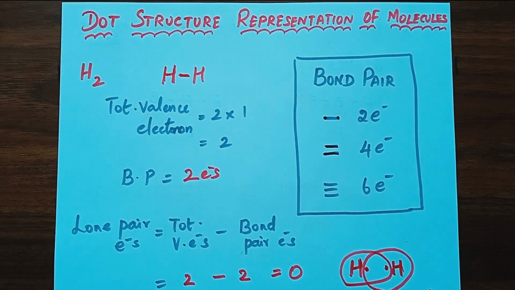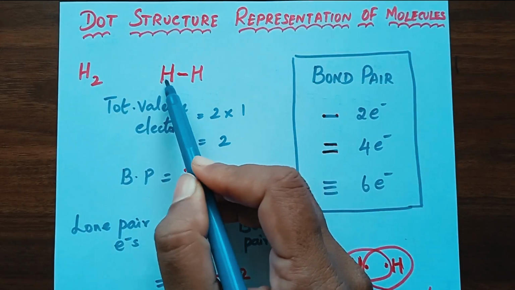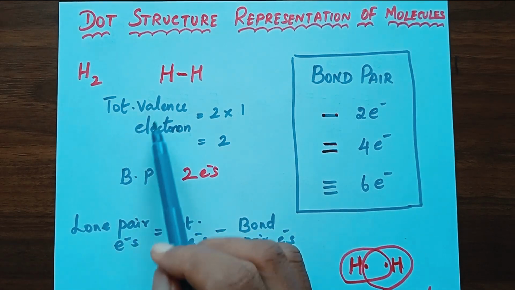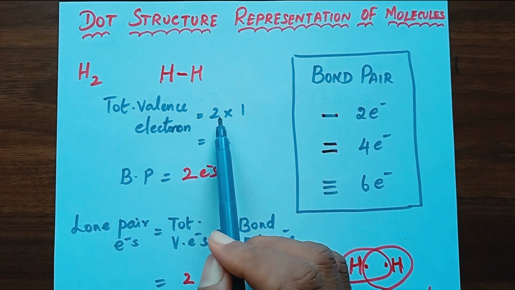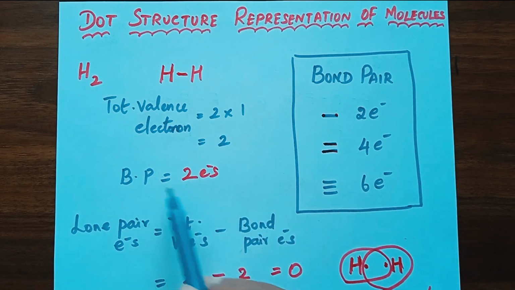Now we see the dot structure representation of some molecules. The first example I have taken is H2. H forms a single bond with another hydrogen atom. So the total valence electrons for the two hydrogen atoms is 2 into valence electron 1, so 2. Bond pair of electrons is 2.